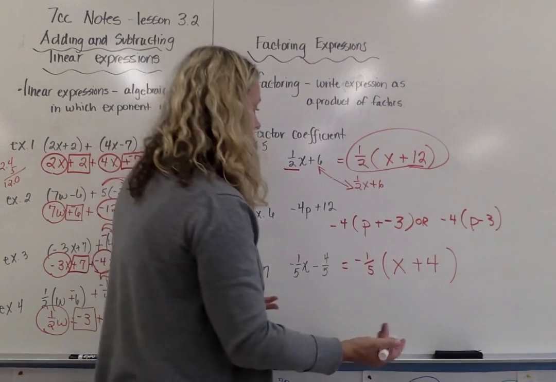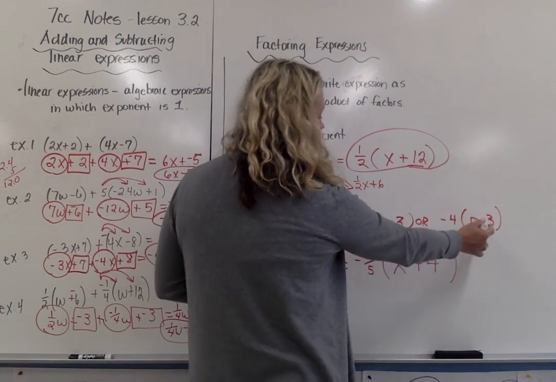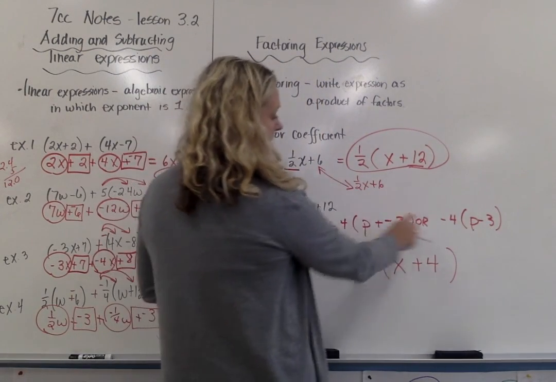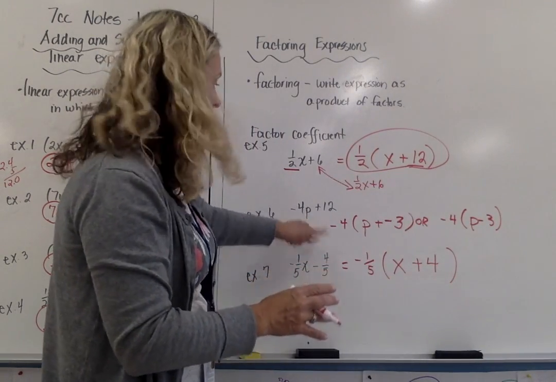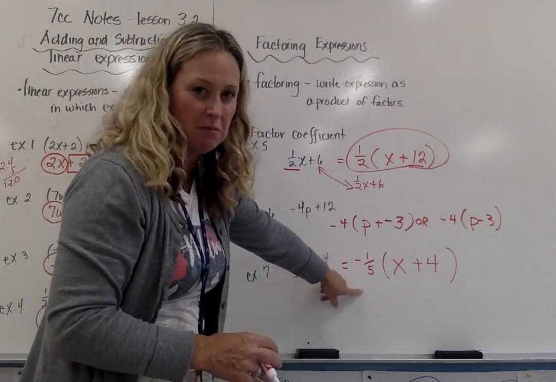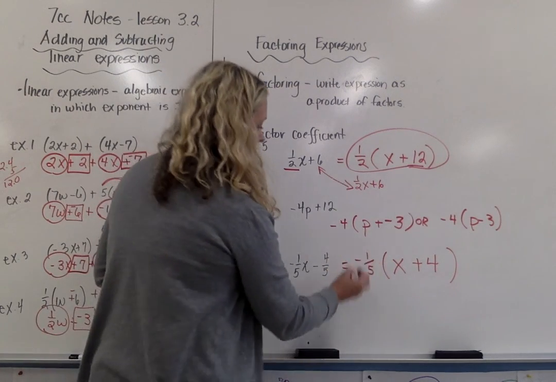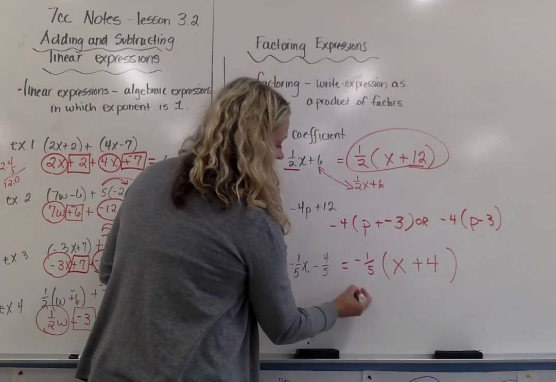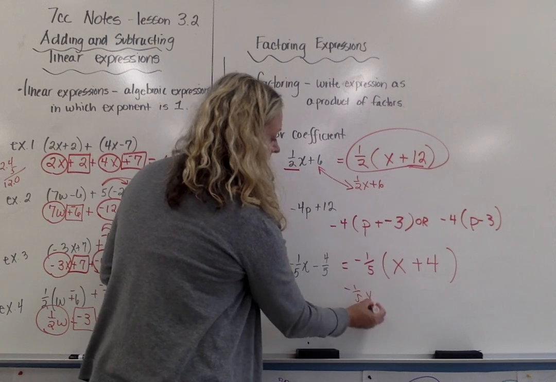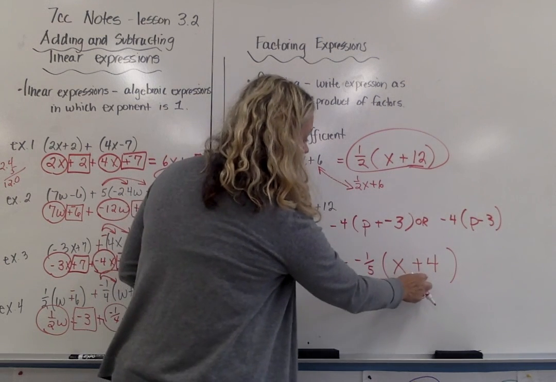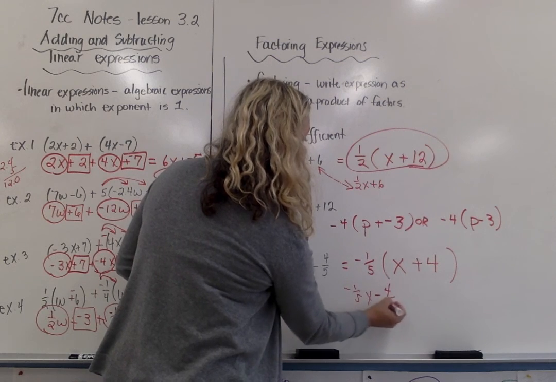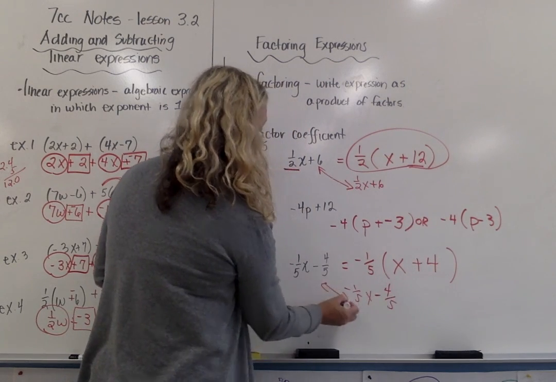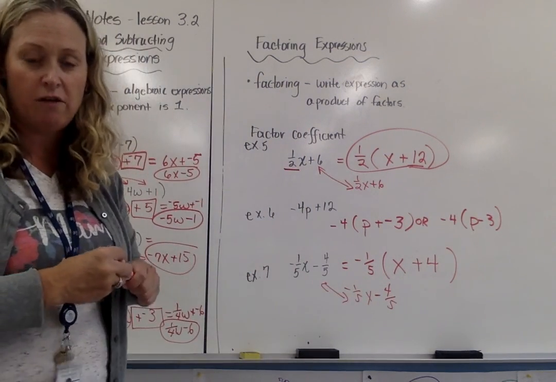I'm going to do the same thing in both of these. I'm going to work backwards to check. -4 times p is -4p. -4 times -3 is +12. So I've done it correctly. So now they match. I'm going to do the same thing here just to make sure I've done the math correctly. -1/5 times x is -1/5 x. -1/5 times 4 is -4/5. If these match, I've gone ahead and factored correctly.